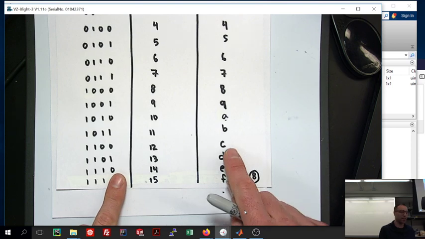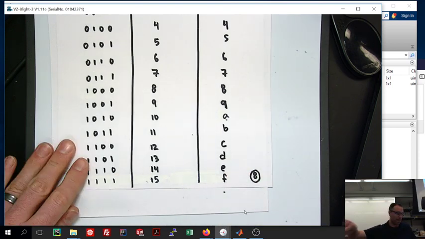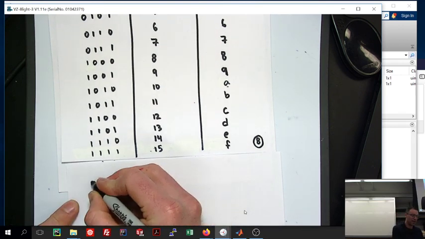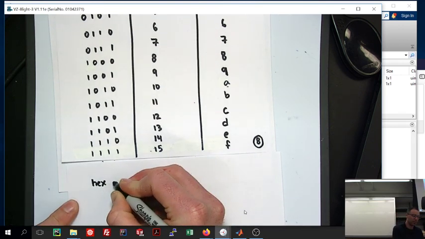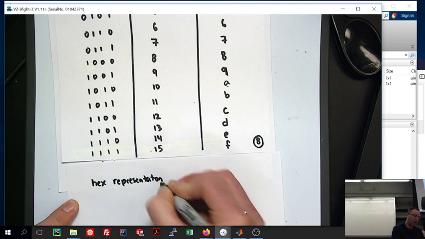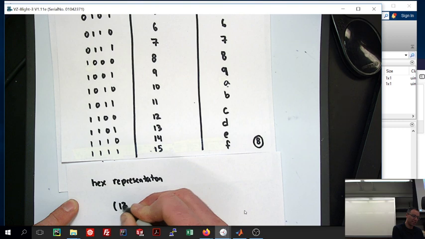So if I give you the letters, check this out. MATLAB told me that the hexadecimal representation of the number 13 in binary.